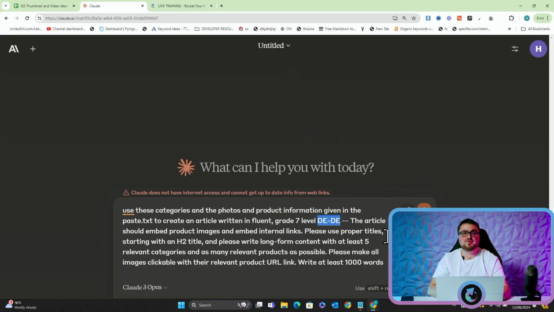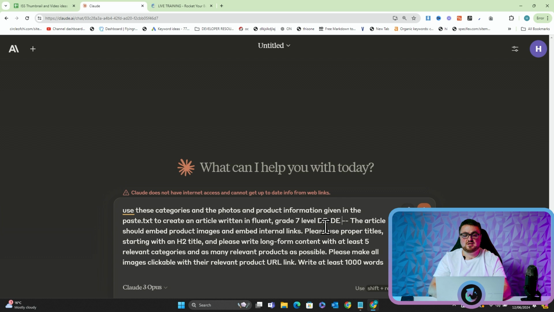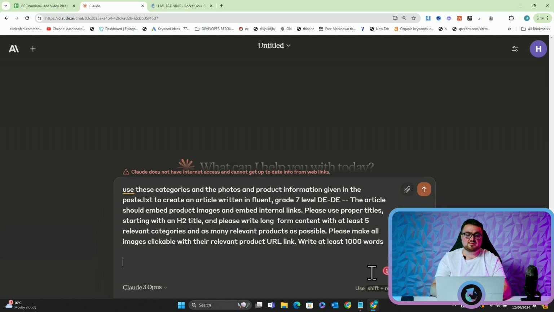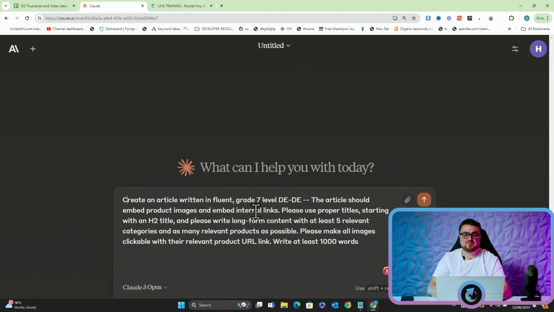Then the second part of this is that instead of saying German here, which is what we were doing previously, because obviously it's the logical thing, right? You just assume this will be fine. It actually seems that doing D-E-D-E like this is significantly better. So what I'm going to do is I'm just going to get rid of this first part where it says, I'm just going to say create an article written in fluent grade 7 level.